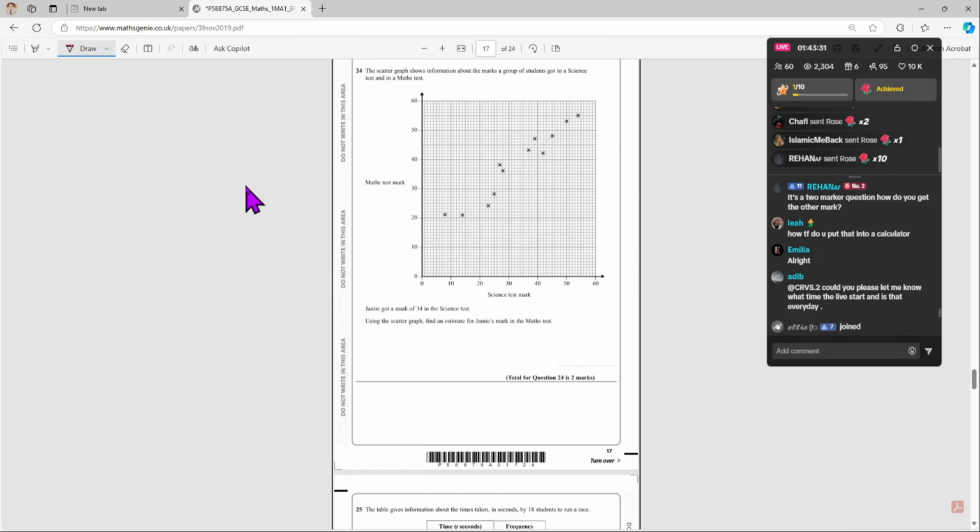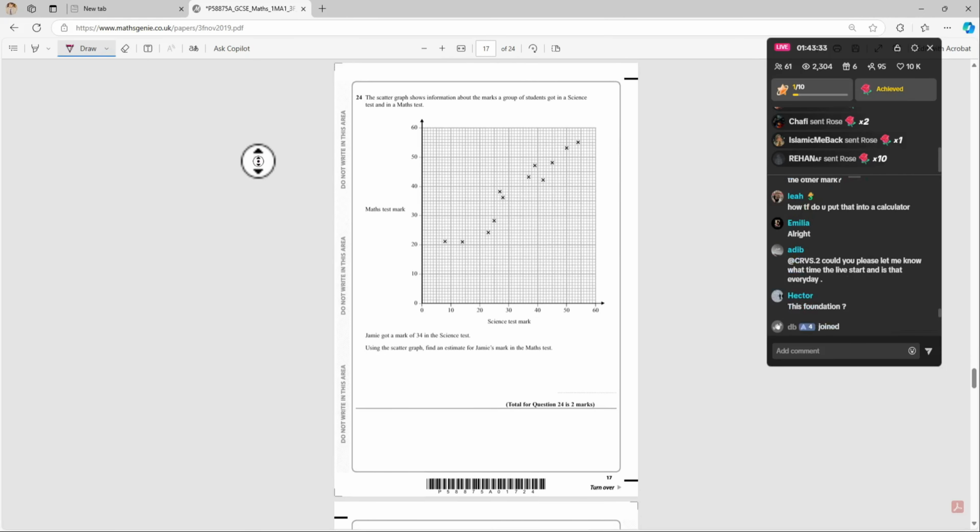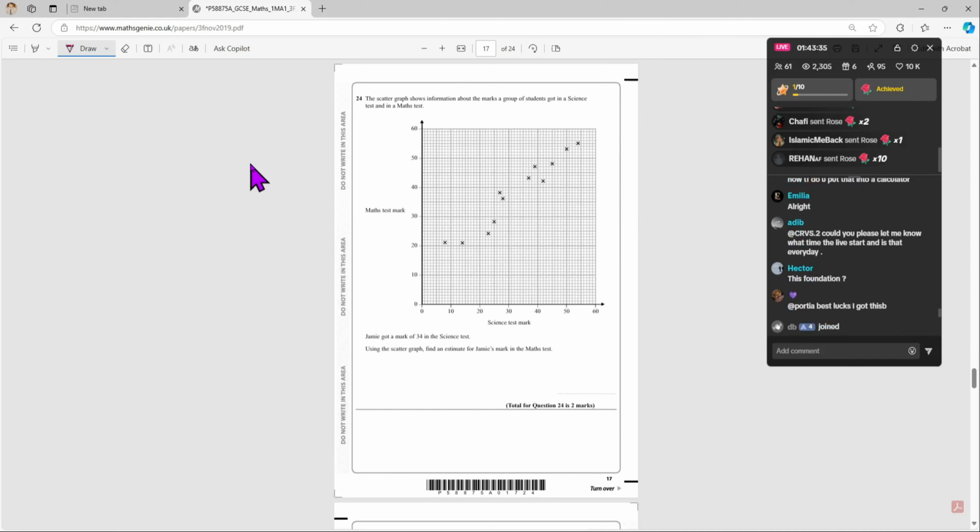Now let's move on to question number 24. The scatter graph shows information about the marks a group of students got in a science test and a maths test. Jamie got a mark of 34 in the science test. Use a scatter graph to find the estimate for Jamie's mark in the math test.